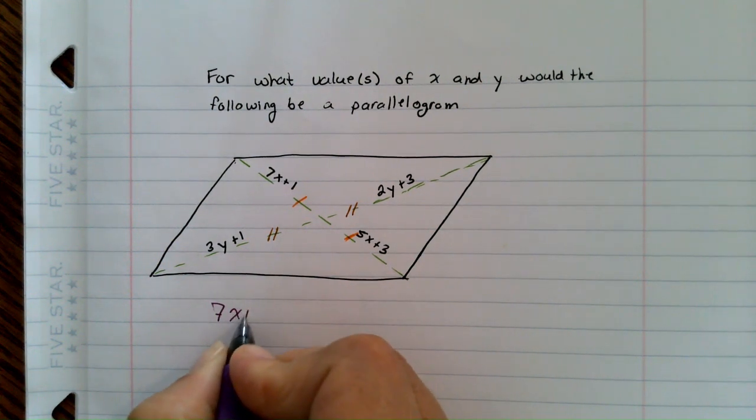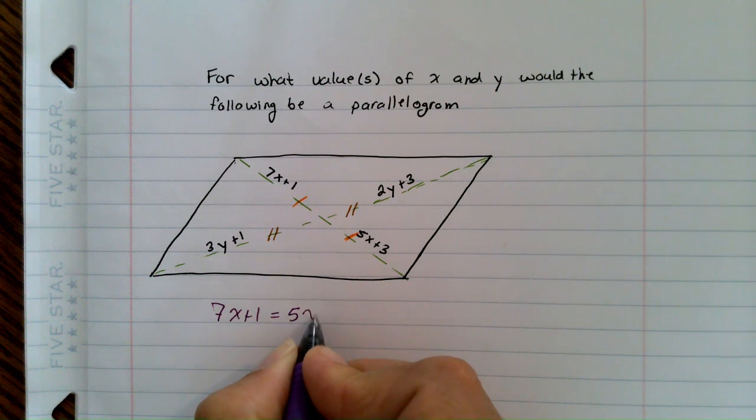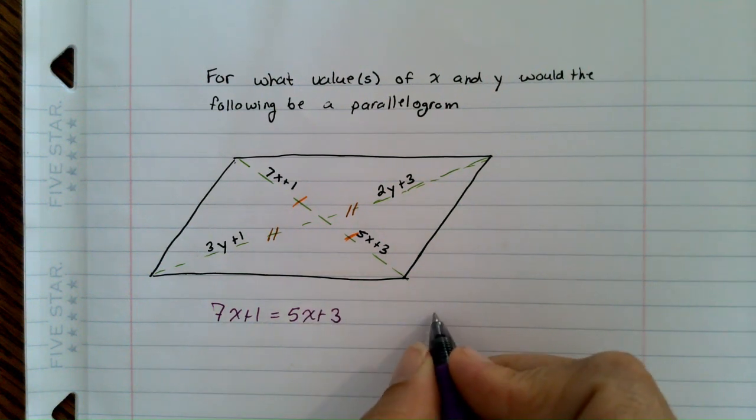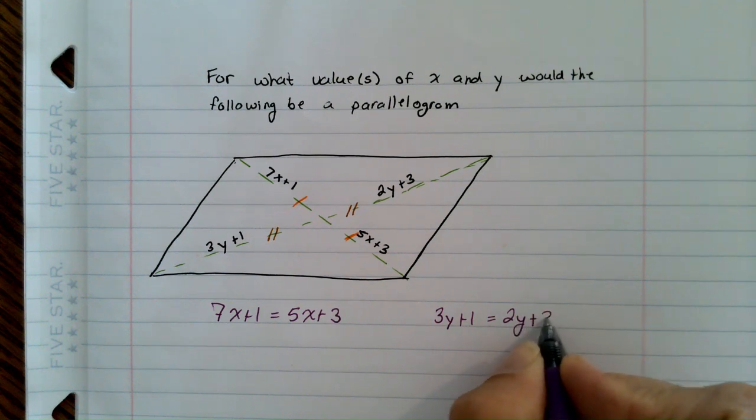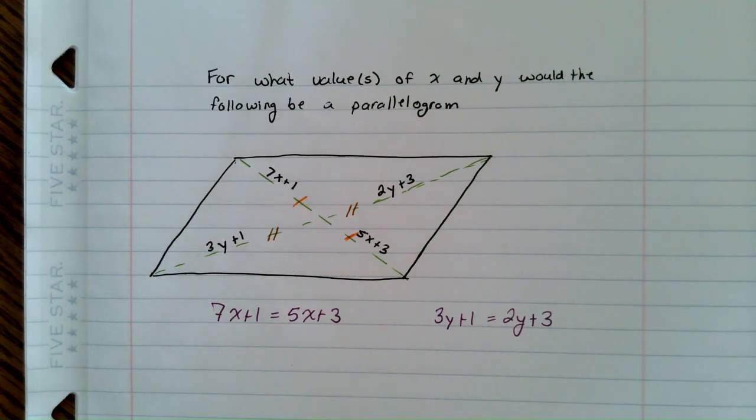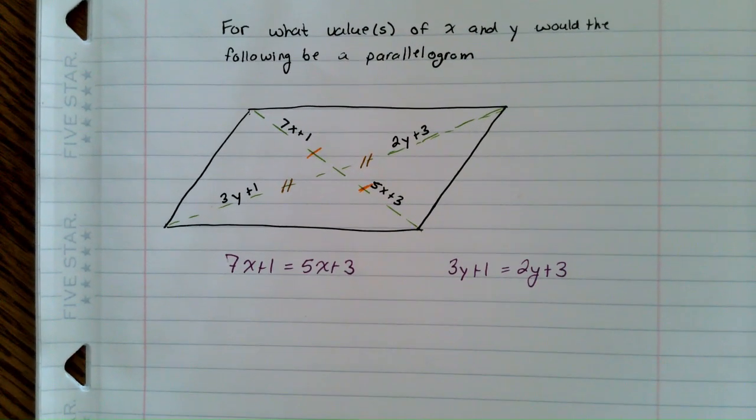So 7x plus 1 would have to equal 5x plus 3. 3y plus 1 has to equal 2y plus 3. And I go back and forth on how I write my y's. Sorry about that. I try not to make them look like x's sometimes, and sometimes I'm not doing that.